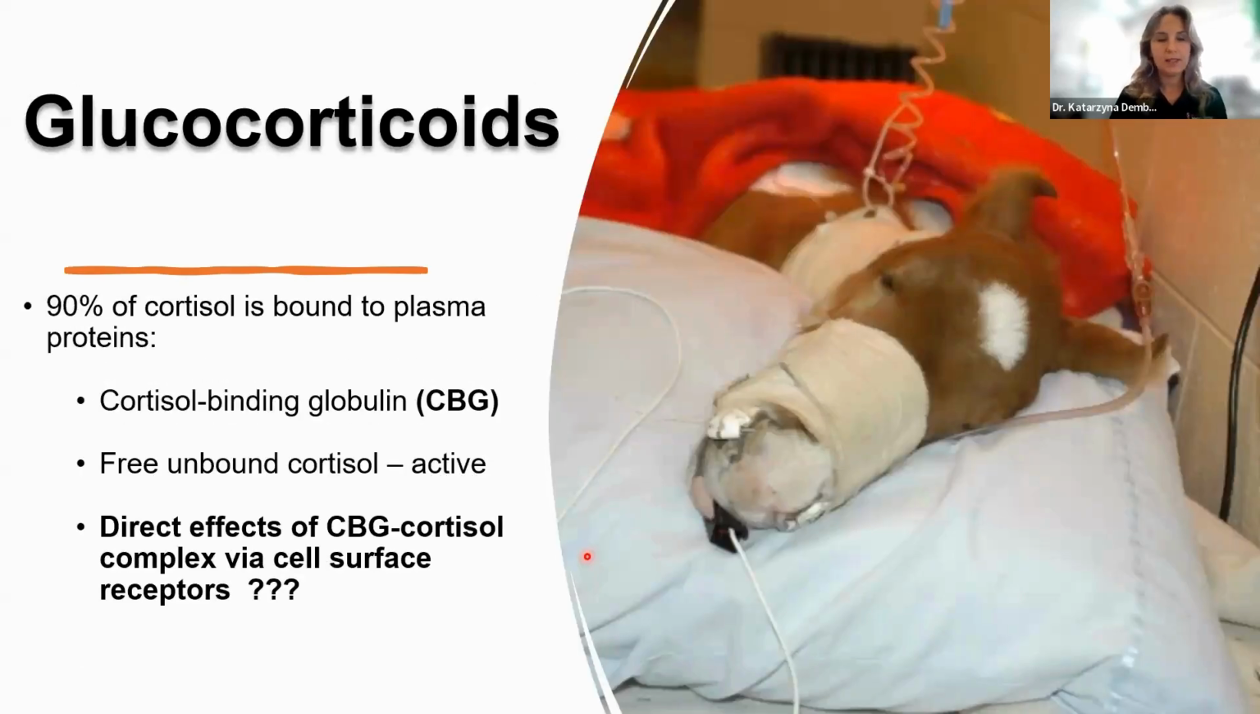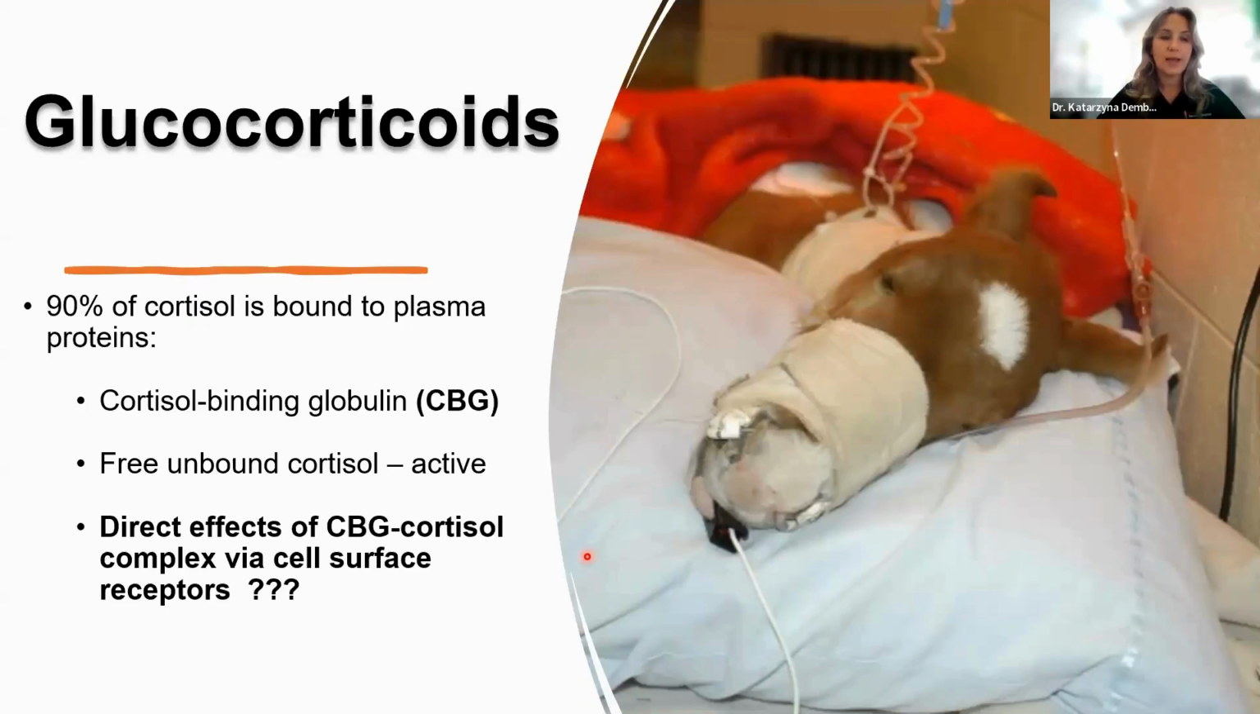Okay. As I already mentioned, glucocorticoids or cortisol, like all the other steroids, are lipid soluble, and they can easily cross the cell membrane. So cortisol cannot be stored in the adrenocortical cells, but rather is secreted into systemic circulation immediately after ACTH-induced synthesis. Therefore, most of the steroids, including cortisol, are bound to protein. So 90% of cortisol is bound to the cortisol-binding globulin, and only free unbound cortisol is biologically active.